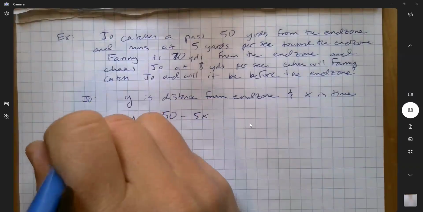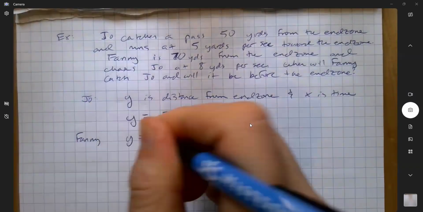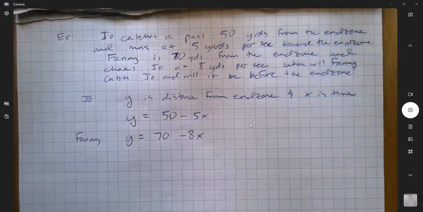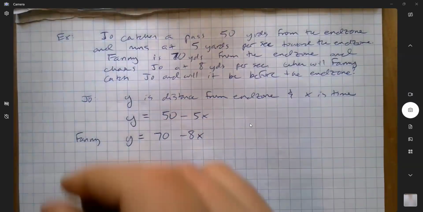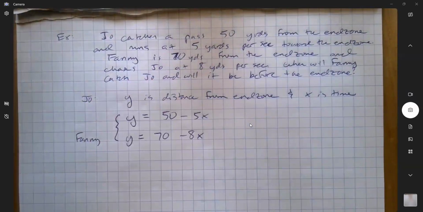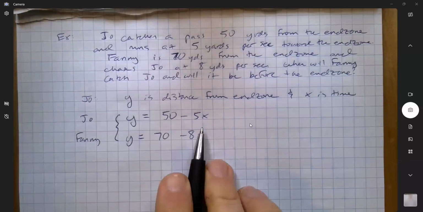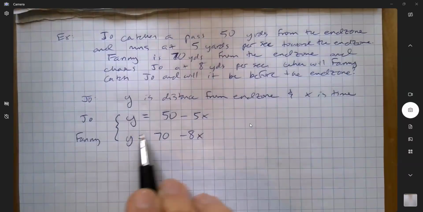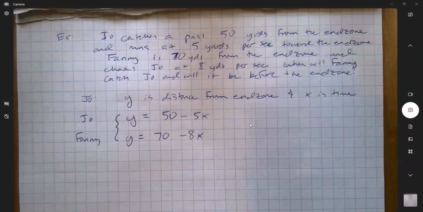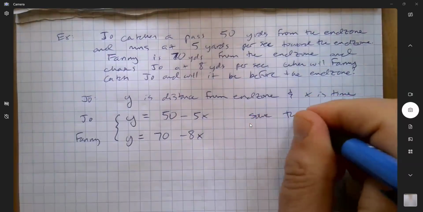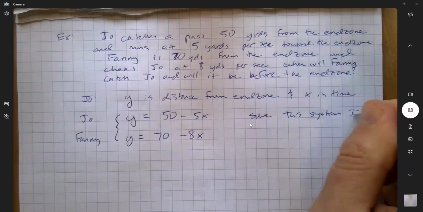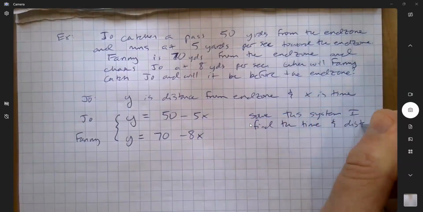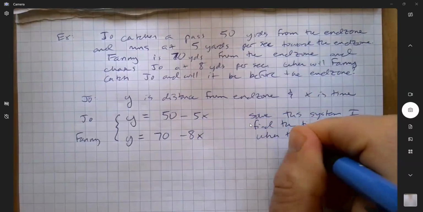And Fanny's distance from the end zone will be 70 yards minus 8 yards every second. And so here I have a system of two equations and two unknowns. The time when they meet and the distance they will be are the xy that solve the equation. So if I solve this system, I find the time and distance when they meet.